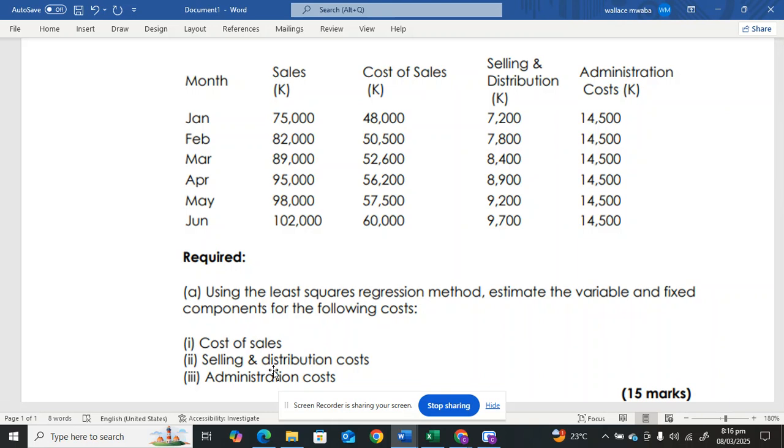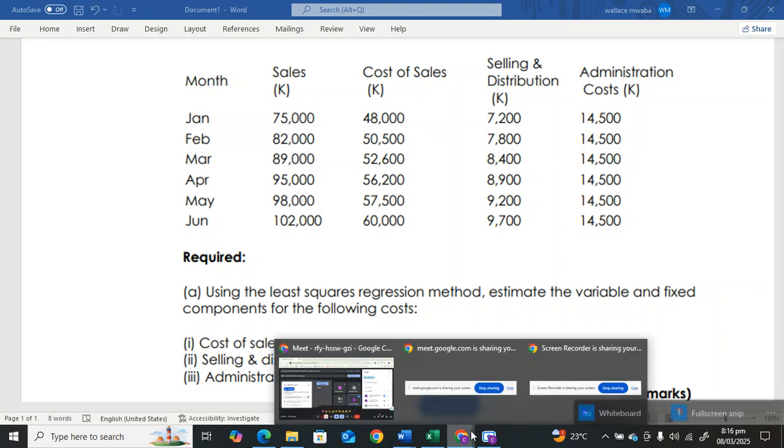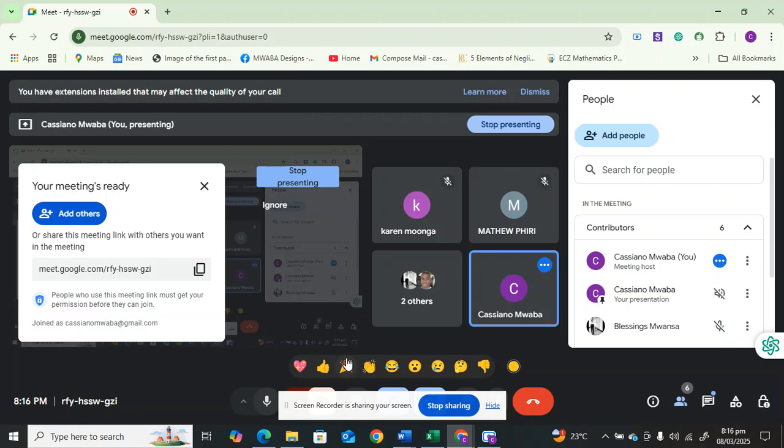Colleagues, what are fixed costs? Or should I say management accountants? Because I believe everyone here is a management accountant. So, management accountants, what are fixed costs? Madam Karen, Mr. Matthew, Madam Blessings?